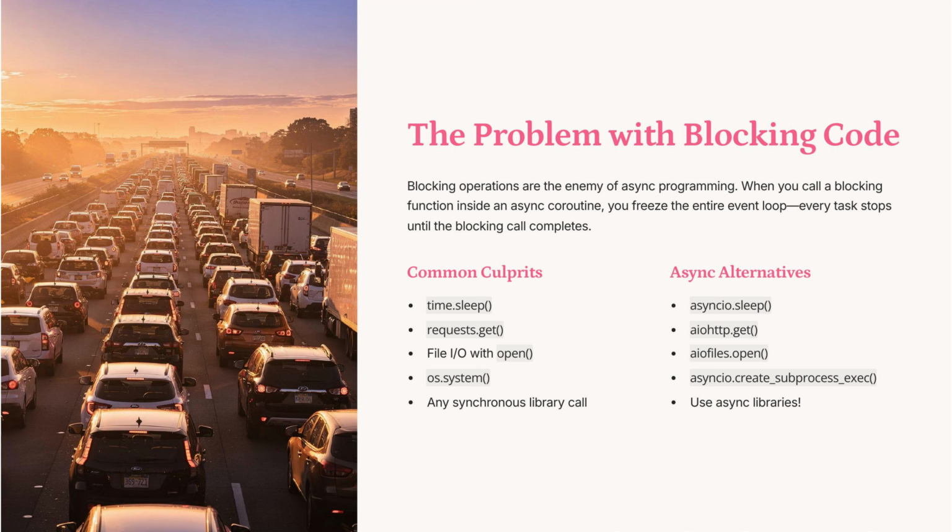Blocking operations halt the event loop, freezing all tasks. Common culprits include time.sleep, requests.get, and file input/output. To maintain responsiveness, use async alternatives like asyncio.sleep, aiohttp.get, and aiofiles.open. This ensures tasks continue running smoothly without interruption.